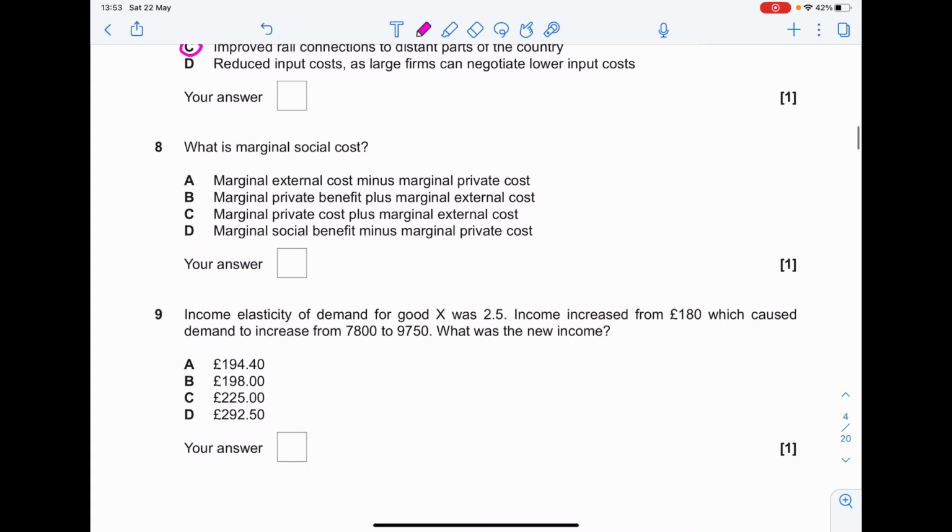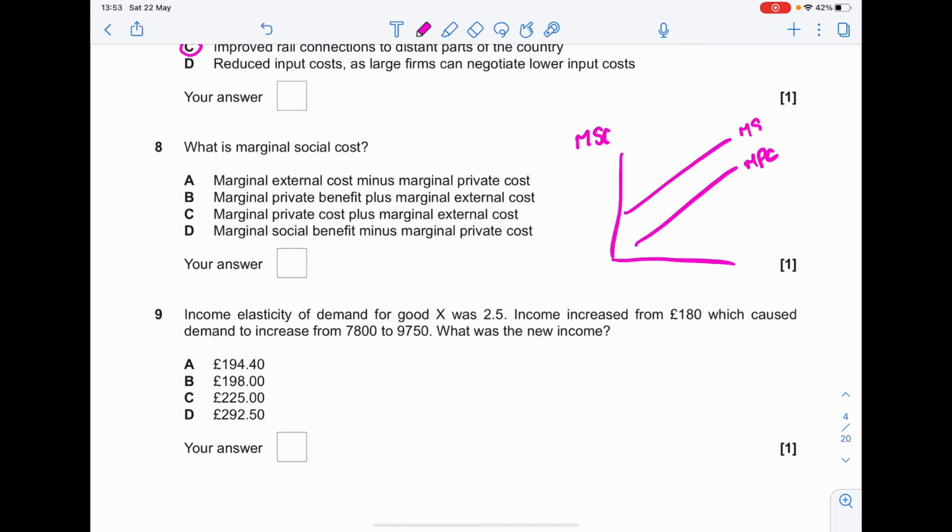Right, marginal social cost. So this is your market failure work. So your marginal social cost is the curve that you often draw. So here's your marginal private cost, and here is your marginal social cost. And this bit here is your negative externality.